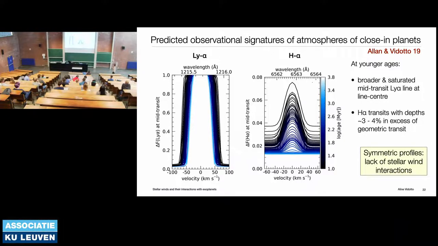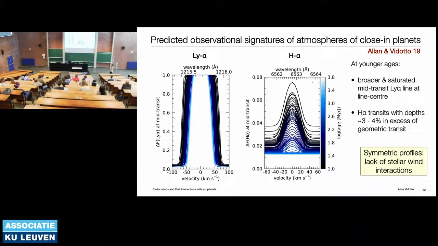Now, for the Lyman alpha, you see the line is completely saturated. The atmosphere of the planet absorbs all the light of the star at the central velocity here. It is also broader for younger planets. And H alpha is another line that could be very promising because you can also observe it from the ground. The problem with H alpha is that the star also emits H alpha, so you never know if the emission is coming from the planet, or is absorption from the planet, or something from the star. So it's more difficult to disentangle the two.